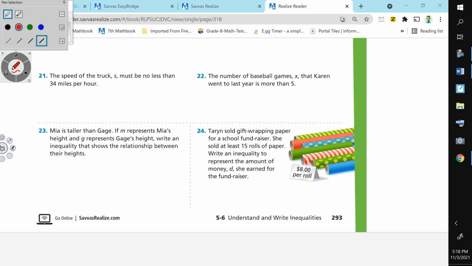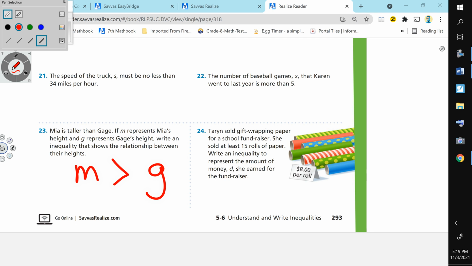Mia is taller than Gage, if M represents Mia's height and G represents Gage's height. Who named somebody Gage? Maybe it's Gage. It's French. Write an inequality that shows the relationship between their heights. Now it says Mia is taller than Gage. Oh, well, boom. Compared to their heights, Mia's is bigger than Gage's. There you go, the end.